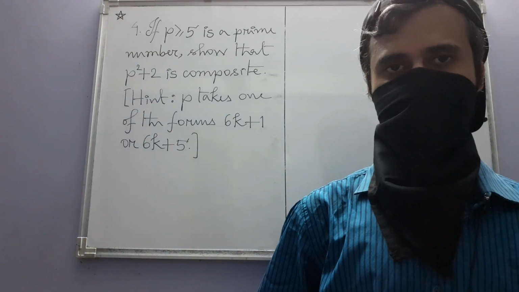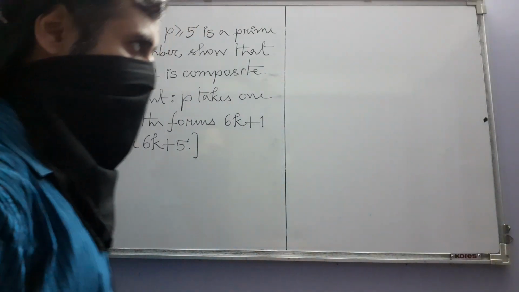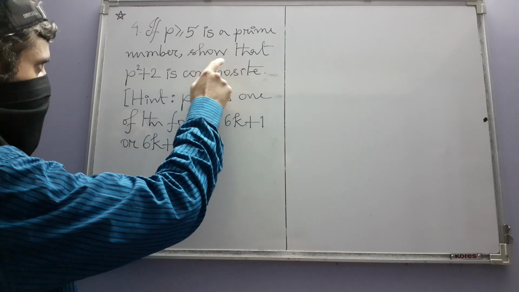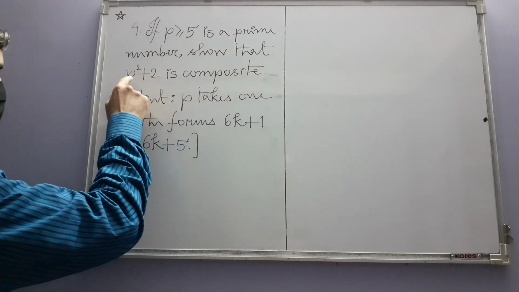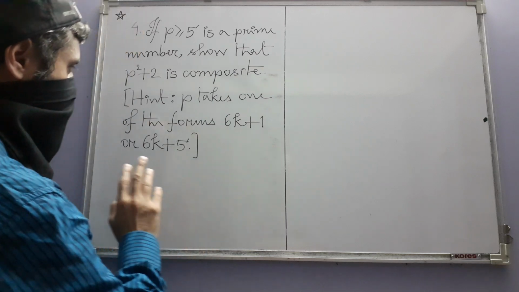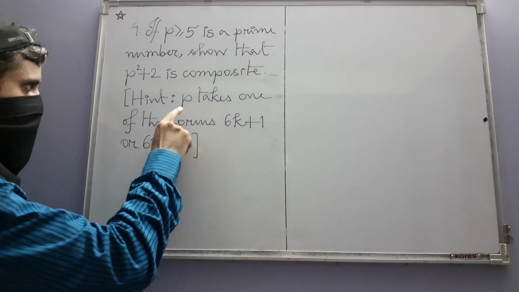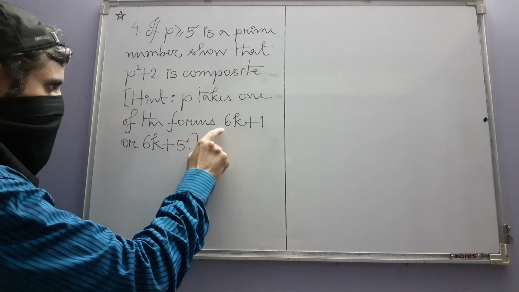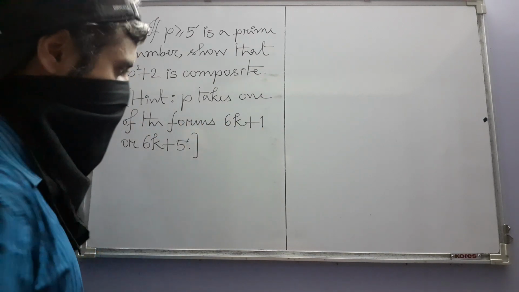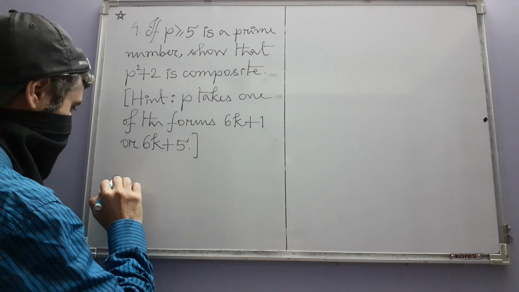Well, the next one is exercise 4, and here we have a prime number p which is at least 5. We have to show that for such a prime, p square plus 2 must be a composite integer, and a hint is given, and the hint is that p must take one of the forms 6k plus 1 and 6k plus 5. So let's start the solution.